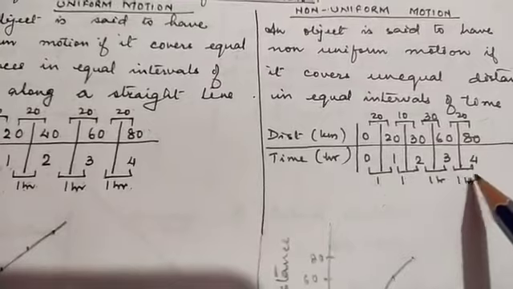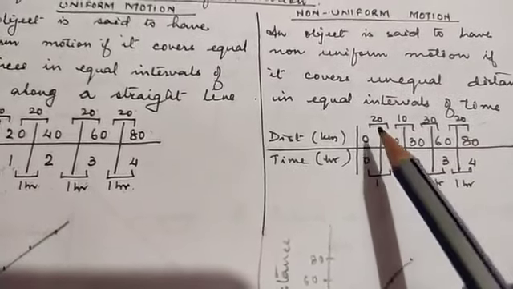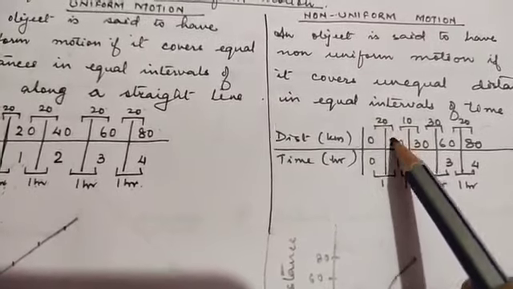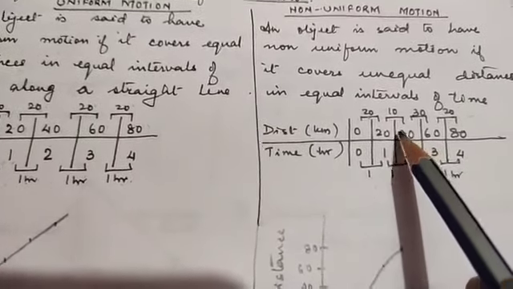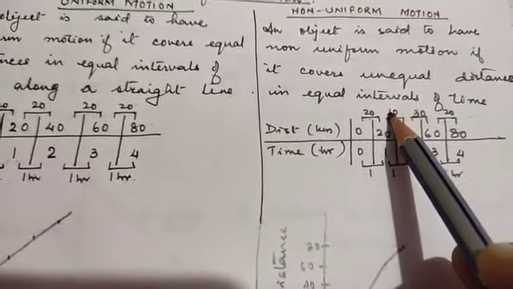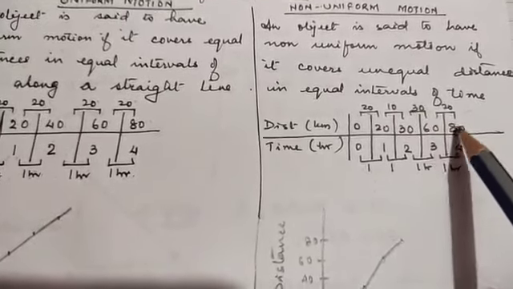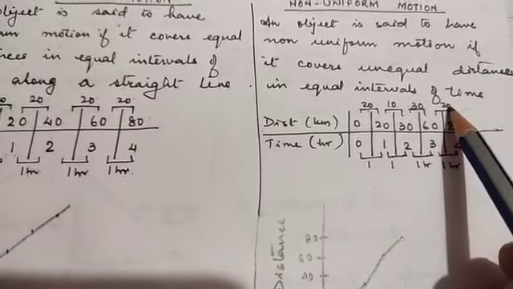The time interval is 1 hour. And what is the distance traveled in 1 hour? From 0 to 20 kilometers. From 20 to 30, 10 kilometers. From 30 to 60, 30 kilometers. And 60 to 80, 20 kilometers.